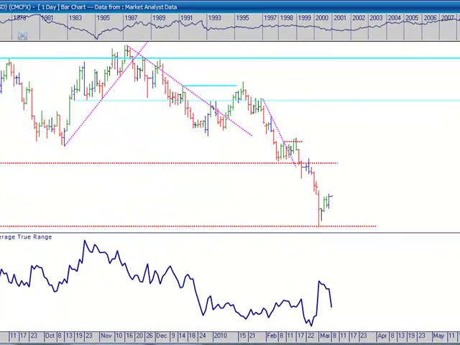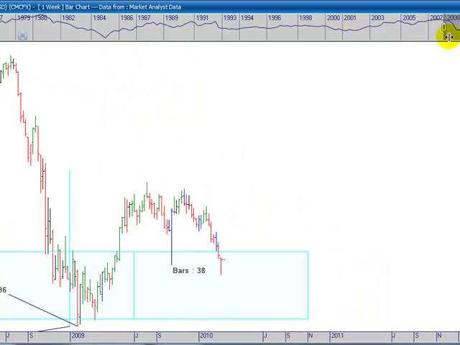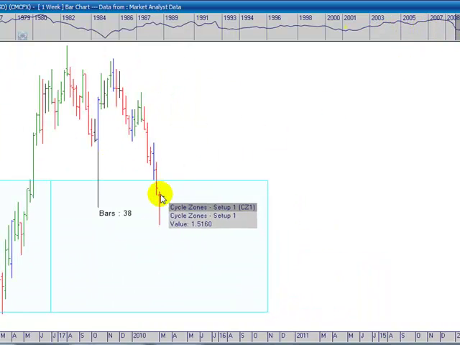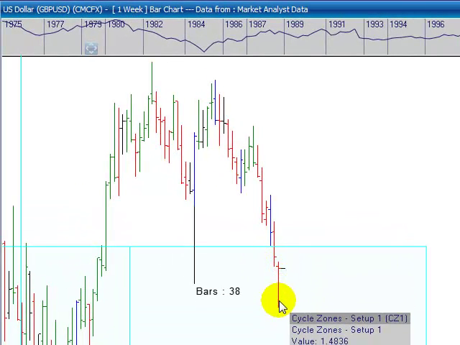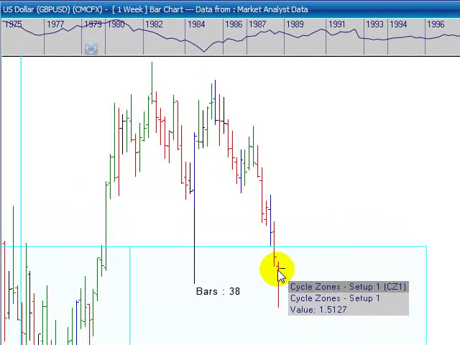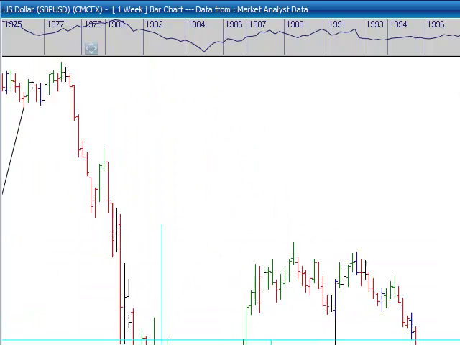Now looking at the weekly chart, there's a little bit more interesting information that we can see. We actually have a doji reversal where the market opened up, fell down quite significantly, but closed up near the high. So I do expect this market to continue upwards next week.